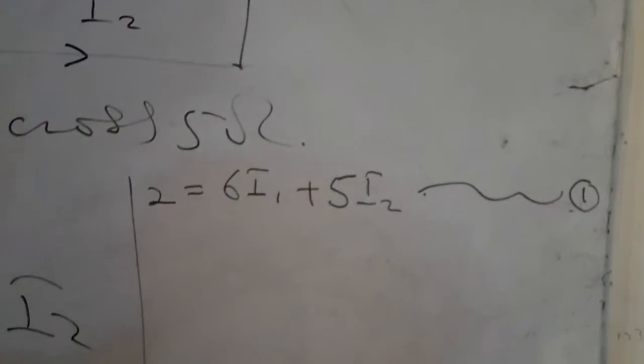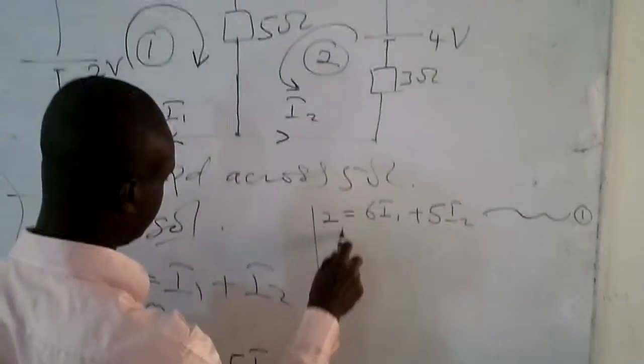That's why I told you earlier that you should go and revise simultaneous equations. We are going to apply it very soon. So that is for loop 1. Then let's come to loop 2.